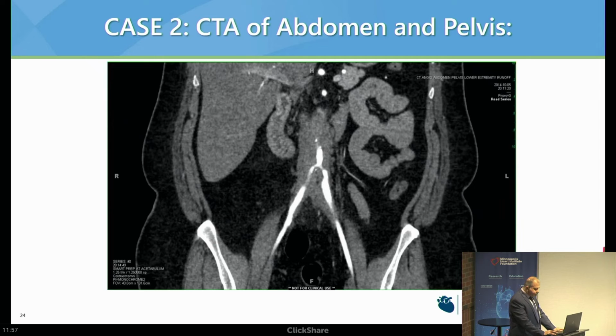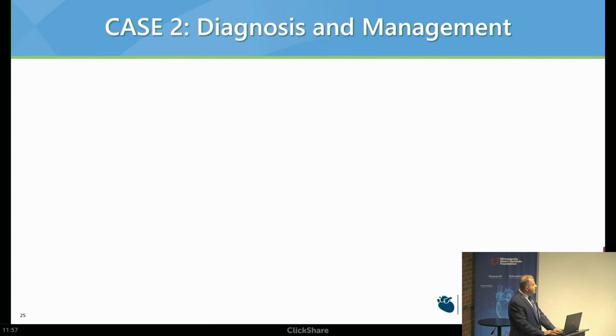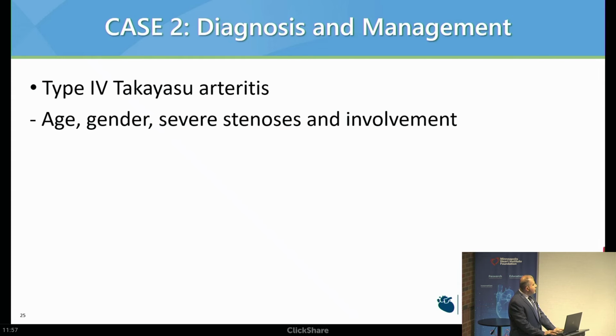This is a coronal view of the same patient showing significant aortic wall thickening that actually extends to the common iliac arteries. So what is the diagnosis in this patient? She's a younger female. She has significant wall thickening on the aorta and major vessels. So we diagnosed her with type 4, and we'll talk about the subclasses of Takayasu aortitis. We diagnosed her with Takayasu based on her age, gender, and severe stenosis and involvement of her disease.